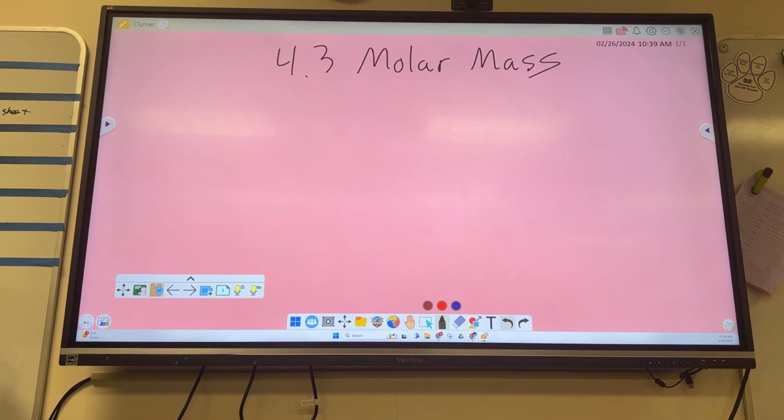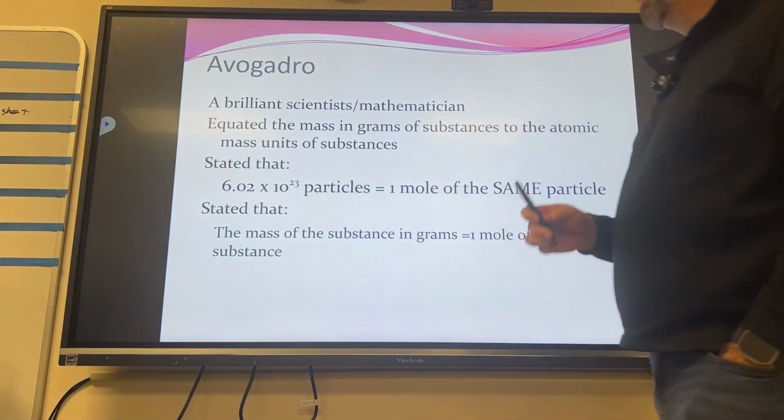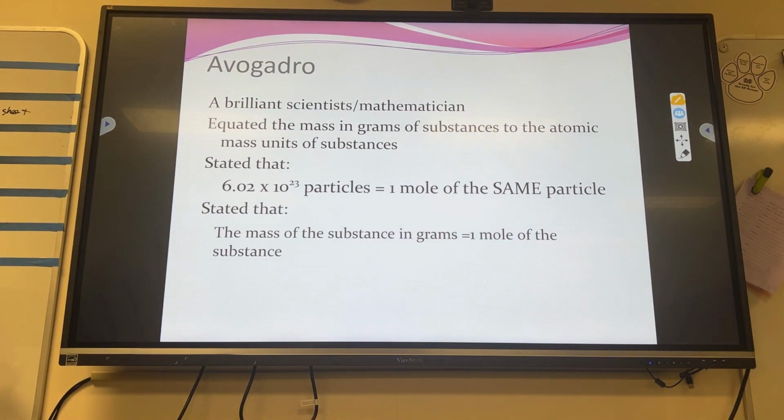And we're going to start with some notes today on 4.3 molar mass. All right, so we're going to, just for a second, reference the video from Friday that we watched on the mole and where that all came from. And while that video may or may not have made much sense, it was at least an introduction to the concept of the mole.